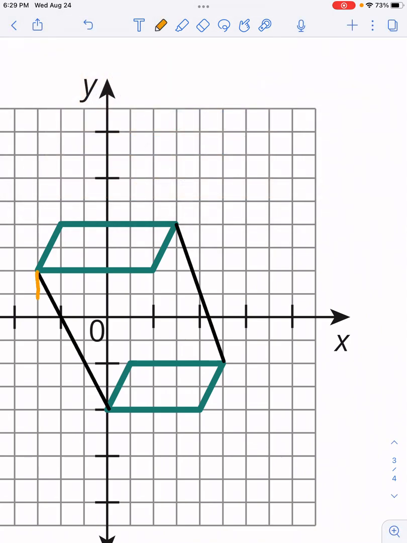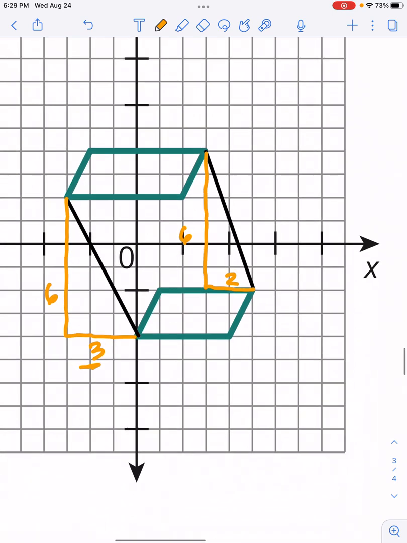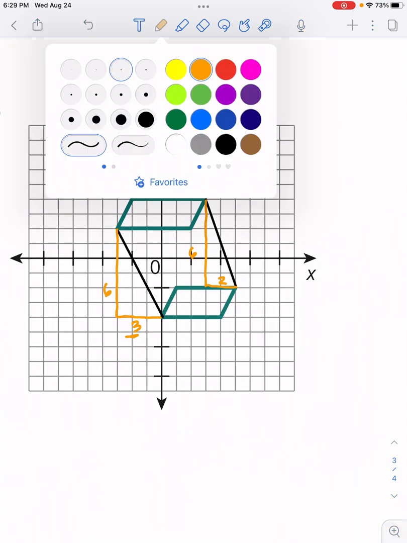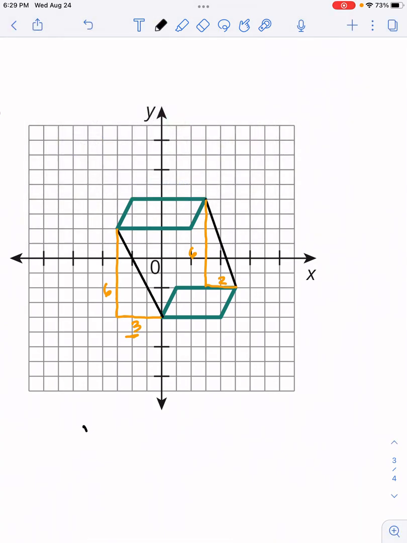This is going down 1, 2, 3, 4, 5, 6. So 6 down. 1, 2, 3. So 6 down, 3 right. Is this the same thing? 1, 2, 3, 4, 5, 6. Okay, that's good. But here we're going 2 to the right instead of 3 to the right. So this is a little bit scandalous, right? This is not congruent, just like that first one that we had. So unfortunately, we're going to put not congruent.